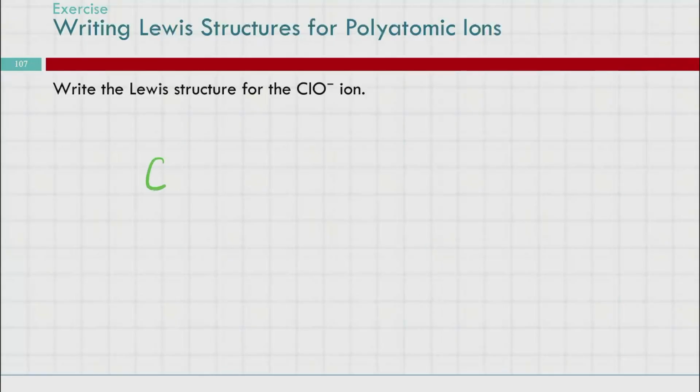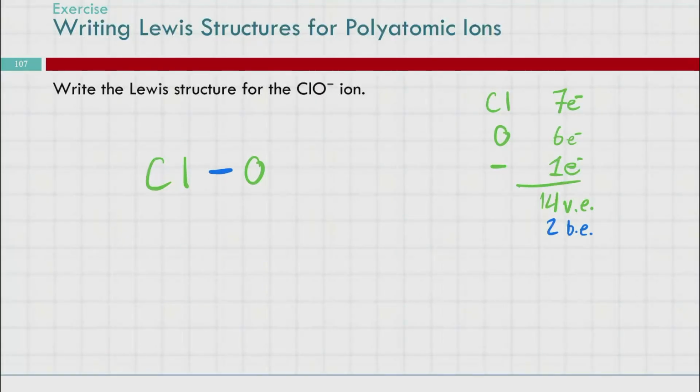First thing we need is a skeletal structure. Cl and O are going to be next to each other. We've got a chlorine, we've got an oxygen, we've got a negative charge. From the chlorine, we get 7 electrons. From the oxygen, we get 6 electrons. From the 1-, we get 1 electron. So we get a total of 14 valence electrons to play with. We need to connect them, so we need 1 bond, minimum 2 bonding electrons. After we place our bonding electrons, we've got 12 electrons left to place.